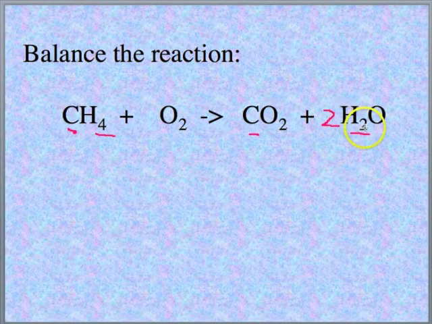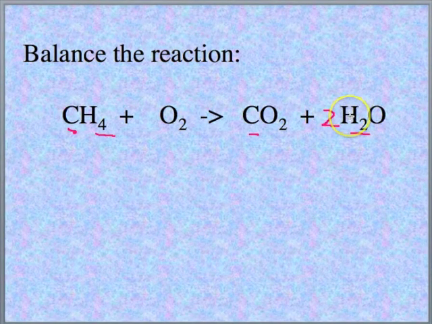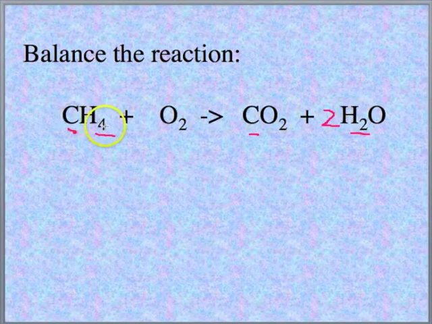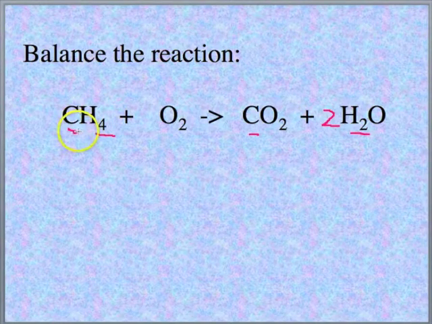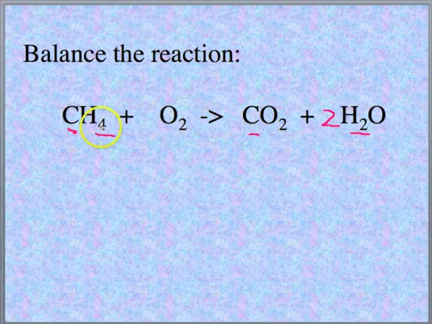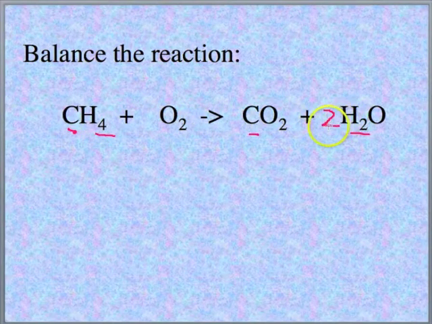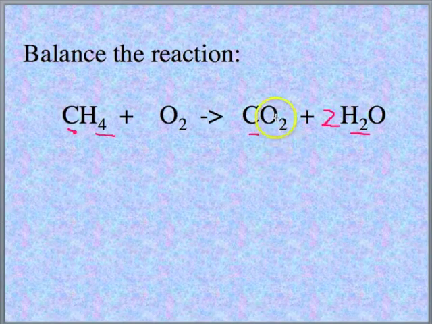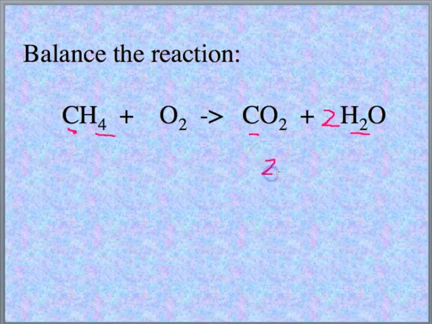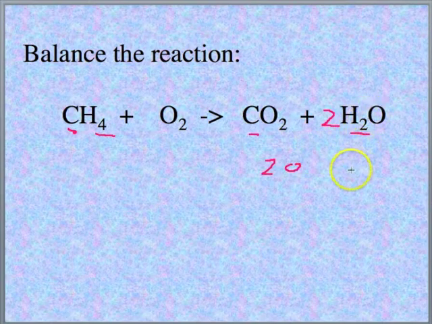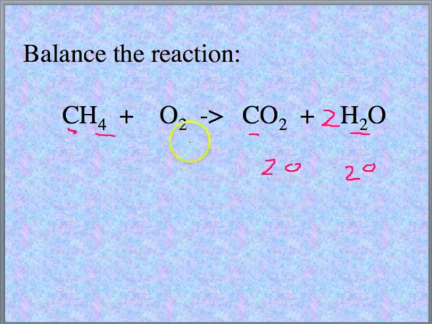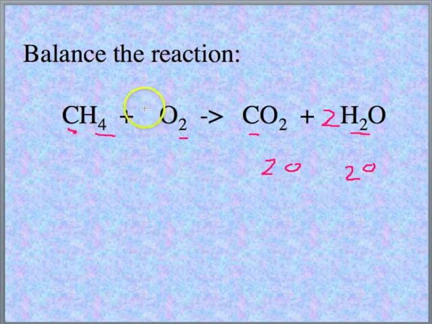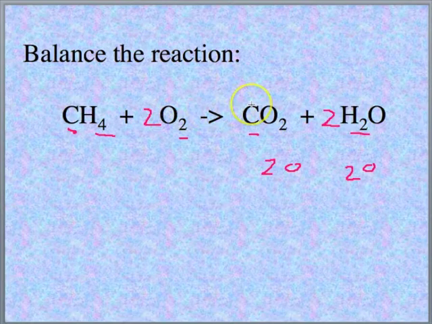Then we have 2 times 2, or 4 atoms of hydrogen, and that balances with 4 atoms of hydrogen on the reagent side. So carbon is now balanced, 1 and 1. Hydrogen is balanced, 4 and 4. The only thing that is not balanced is the oxygen. Carbon dioxide has 2 atoms of oxygen. The water now has 2 atoms of oxygen. That's 4 atoms total. We only have 2 over here. So we're going to balance this equation by putting a 2 in front of the oxygen.